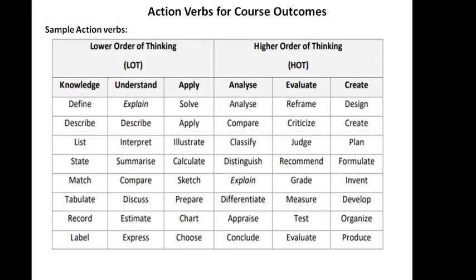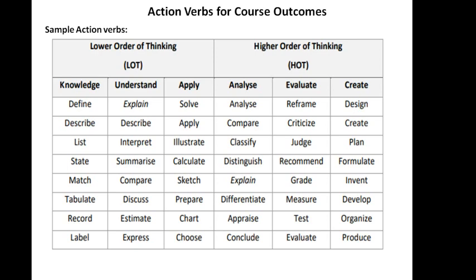And we will go to the action verbs for course outcomes. In the previous slide I explained only 2 points, that is design and determine. But here, how many action verbs are there? Can you observe this particular table? There are 2 categories. One is lower order thinking, the other is higher order thinking. Knowledge, understand, apply: these 3 come under lower order thinking, and higher order thinking means analyze, evaluate and create.